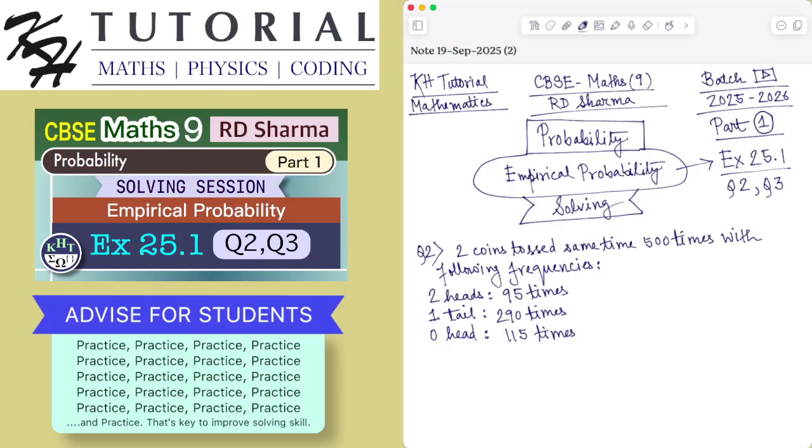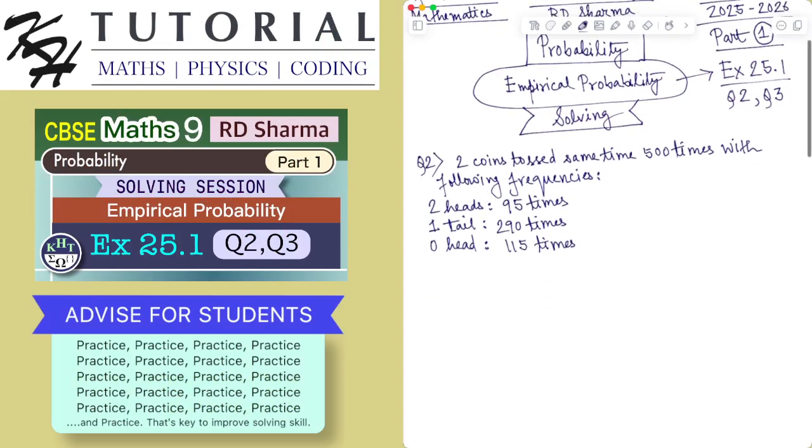Okay, so question number 2 says that 2 coins are tossed. I have written the question in a compact form. This is not the exact text from the question. Anyway, 2 coins are tossed simultaneously 500 times with the following frequencies. 2 heads show up 95 times, 1 tail shows up 290 times, and 0 heads show up 115 times.